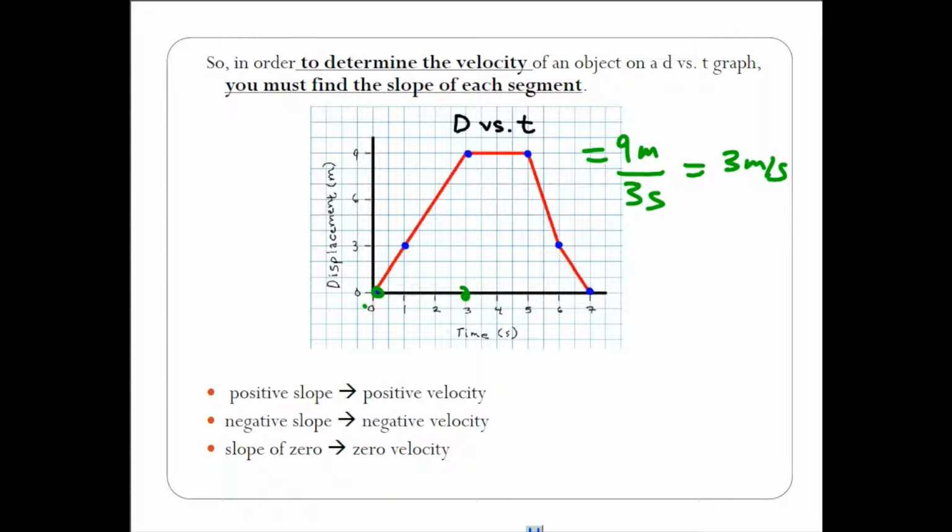Now, to find the speed of the object from 3 to 5 seconds, well, this slope, I don't think we need to calculate. It's 0. It's not sloped at all. So the object is not moving during this time period.